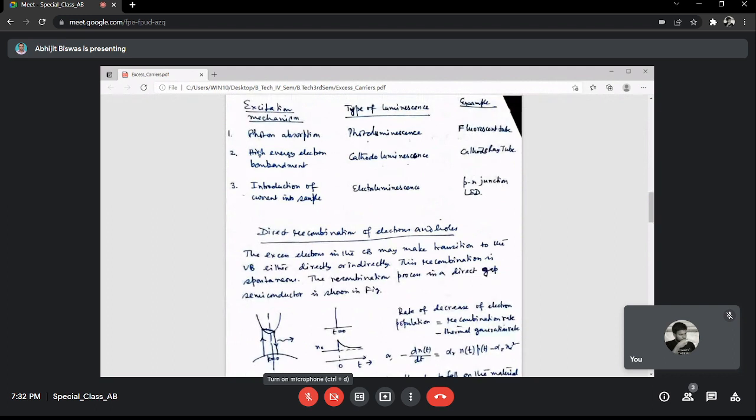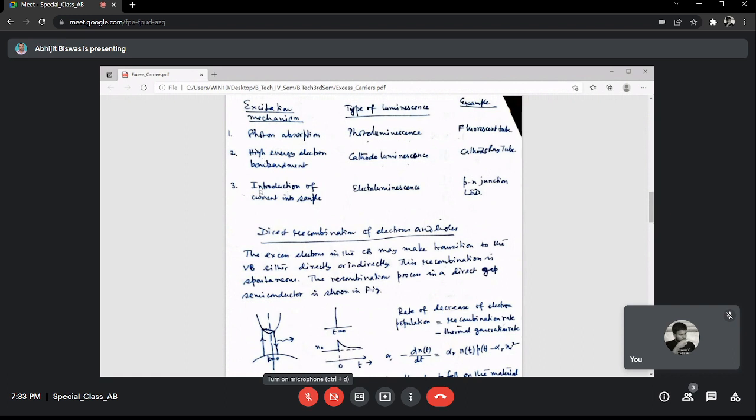Here there are three different kinds of excitation mechanism. One is photon absorption, and the type of luminescence is called photoluminescence. An example is the fluorescent tube. Next is high energy electron bombardment, that is called cathodoluminescence. You know the CRT, cathode ray tube, where an electron gun is used, and the beam is passed through electric and magnetic fields, and it displays on a screen.